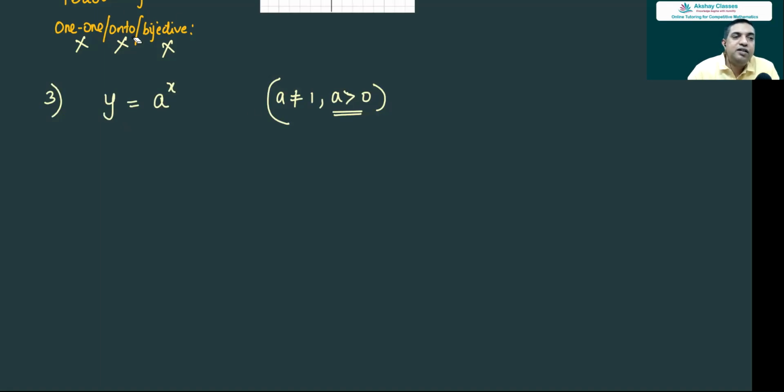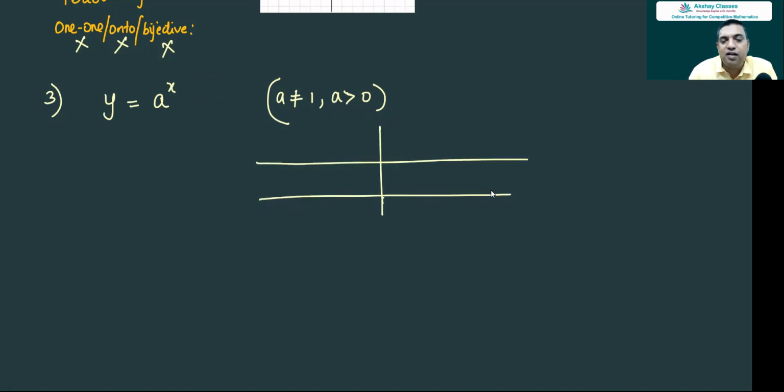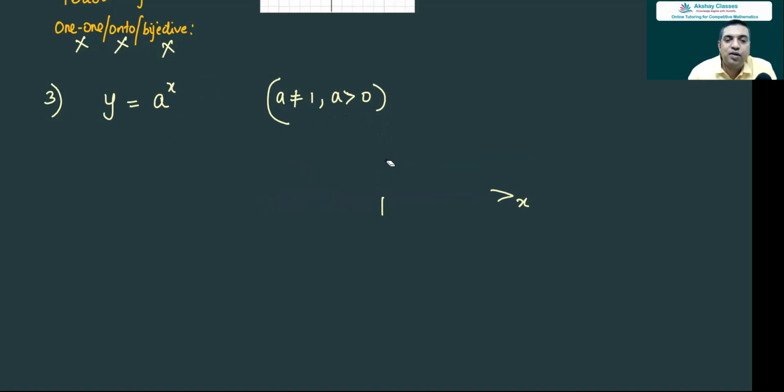All right. Why these two conditions? Very, very important. If a equal to 1, you just get a straight line like this. Now this curve we just cannot handle, meaning we don't know what to do. It is neither 1-1, it's just a constant function, no matter what x is, if a equal to 1. So you don't get any useful thing from it.